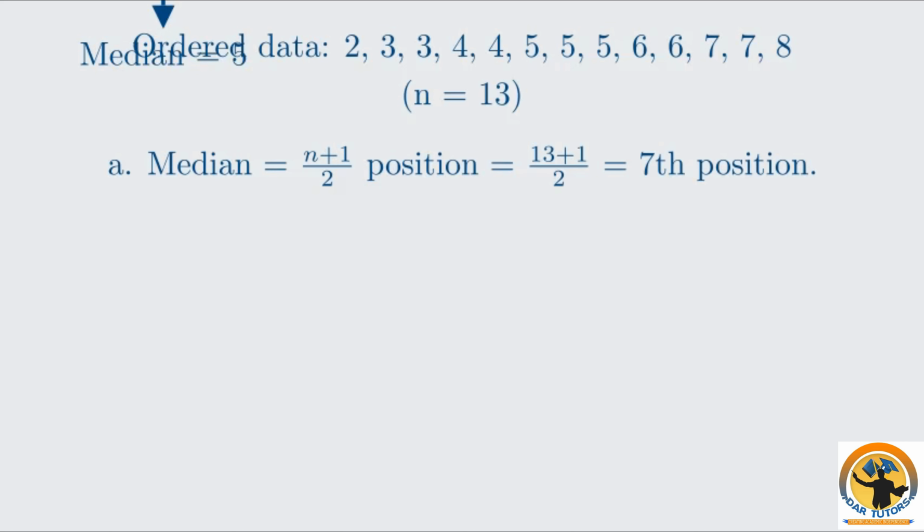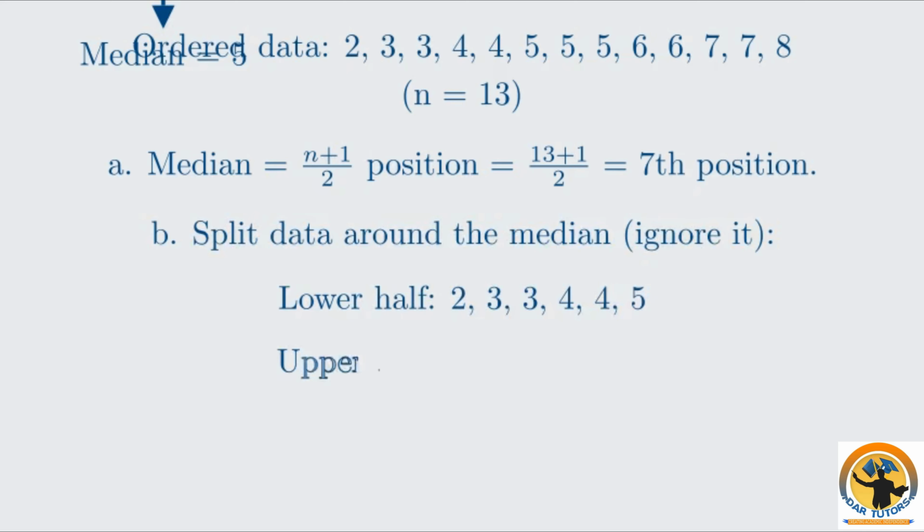Part B asks for Q1 and Q3. Since the median 5 is an actual data value, we ignore it for a moment and split the remaining data into a lower half and an upper half. The lower half is the data to the left of the median, 2, 3, 3, 4, 4, 5. The upper half is the data to the right, 5, 6, 6, 7, 7, 8. Notice that we don't include the median in either half.